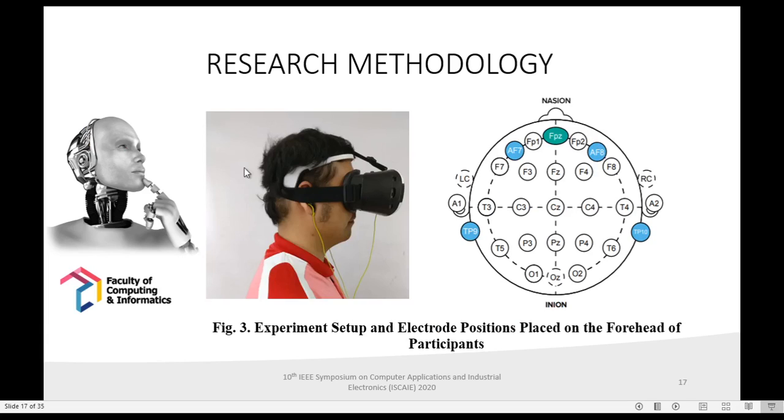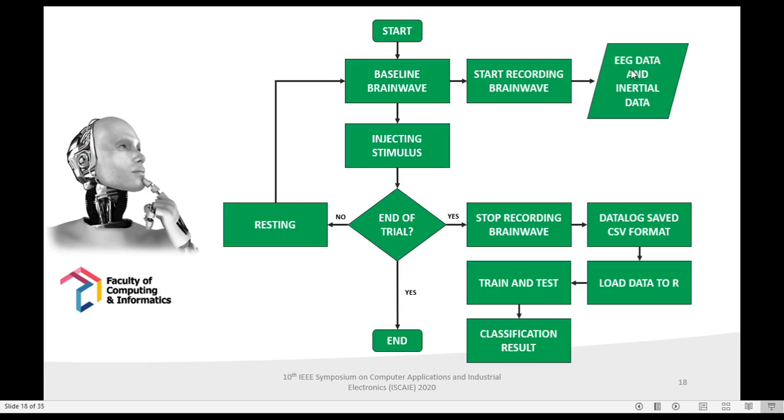This is an example of how the user actually wears the headset during the experiment, and then this is the position of where the electrodes are. So the blue dots over here are where the electrodes are sitting. Nasion is the nose, Inion is the rear of the head. So this is the process flow of collecting the data and presenting the stimulation package.